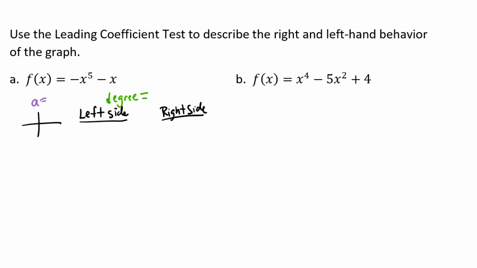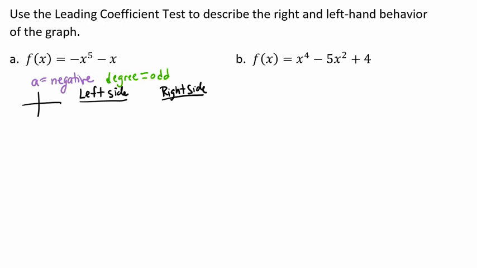If we look at the front, here we see that we have a negative x to the fifth minus x. So our leading term has a negative for the a, and our degree is 5, which is an odd number. So we have a is negative and our degree is odd. If we think about what that looked like on the examples I showed you before, that means it's going to rise on the left and fall on the right.